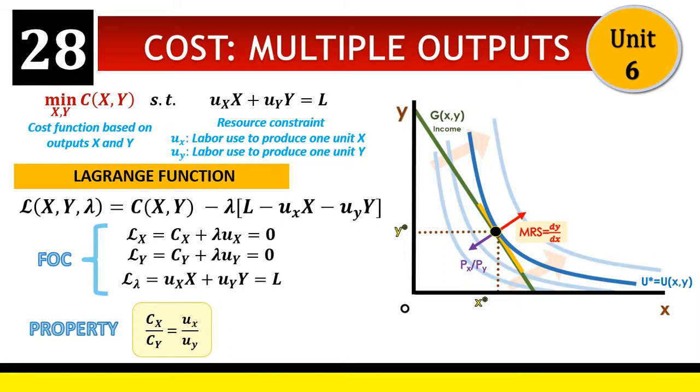Another application of constraint optimization is when we want to minimize the cost of producing multiple outputs. In this case, we want to minimize the production cost of X and Y, subject to a resource constraint. Here UX and UY mean how much labor I will use to produce 1 unit of X and to produce 1 unit of Y.